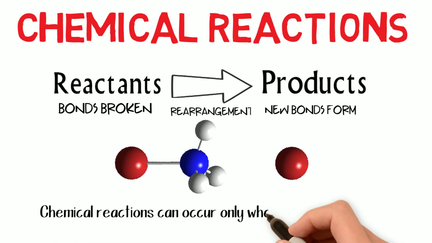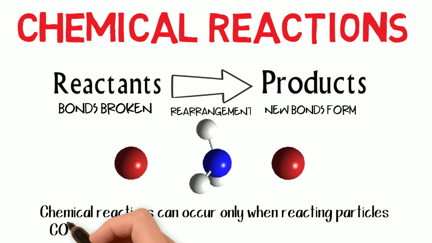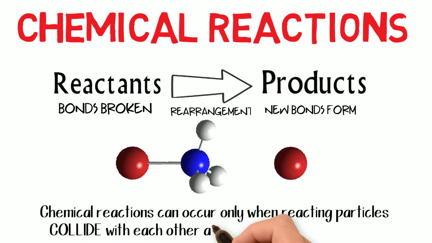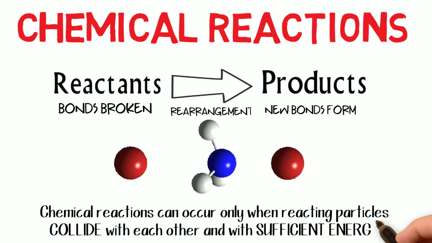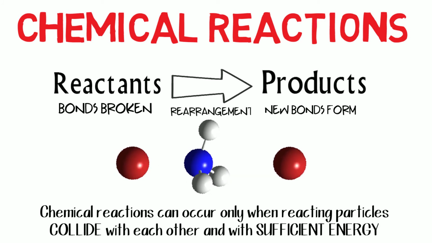For chemical reactions to occur, the reacting particles must collide with each other, and they must possess a sufficient amount of energy. To explain this further, we will go to the collision theory.